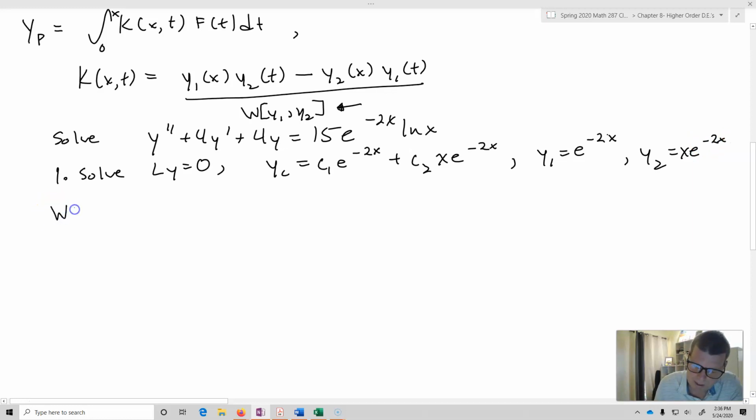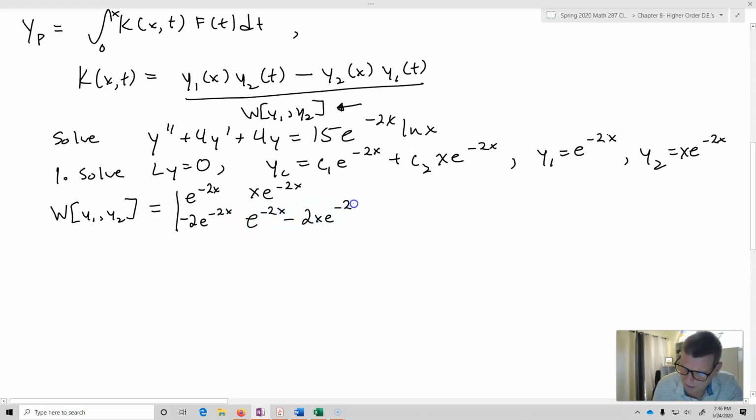So first I'll find that Wronskian. The Wronskian of y1, y2 is going to equal the determinant with e to the negative 2x, negative 2e to the negative 2x, and then x e to the negative 2x, and e to the negative 2x minus 2x e to the negative 2x.